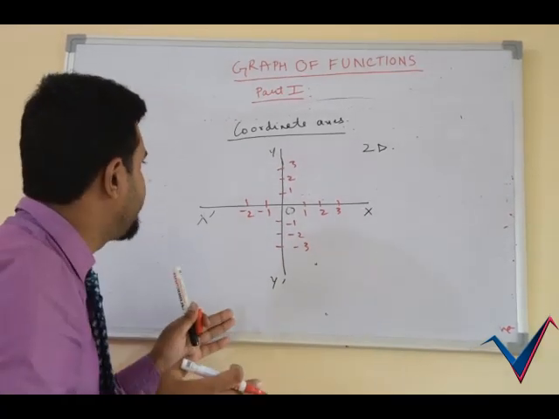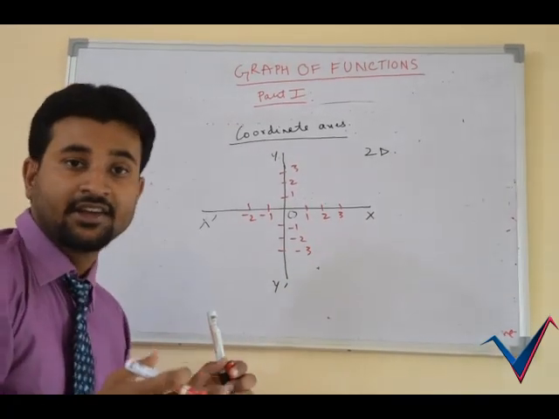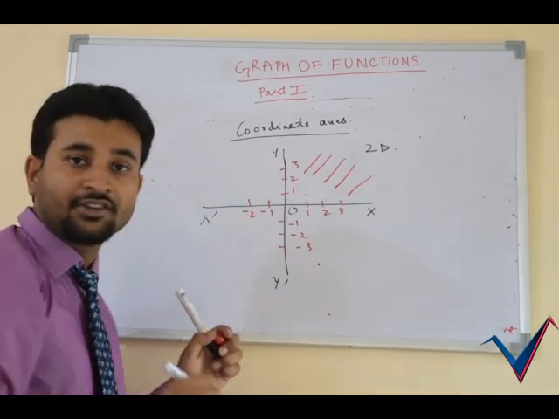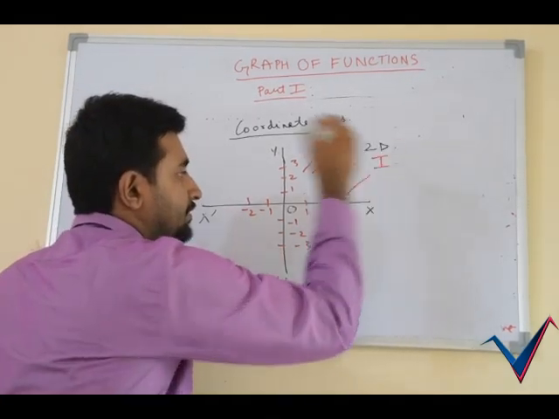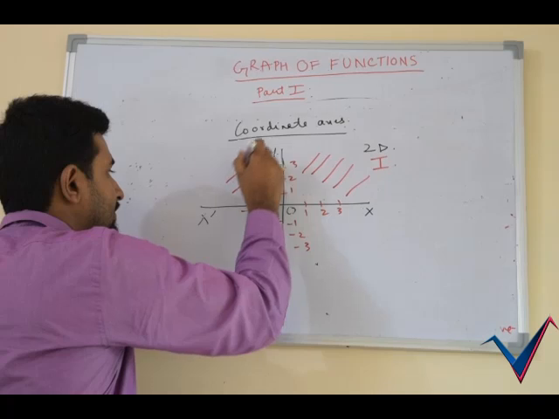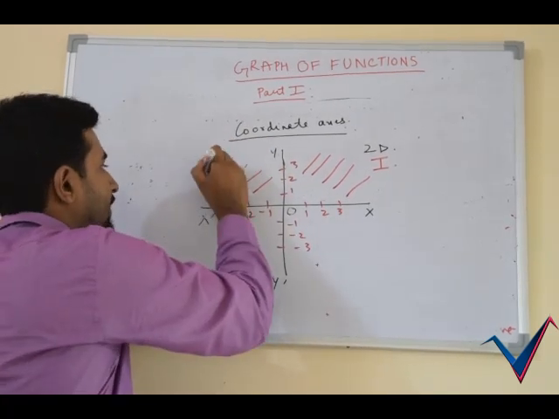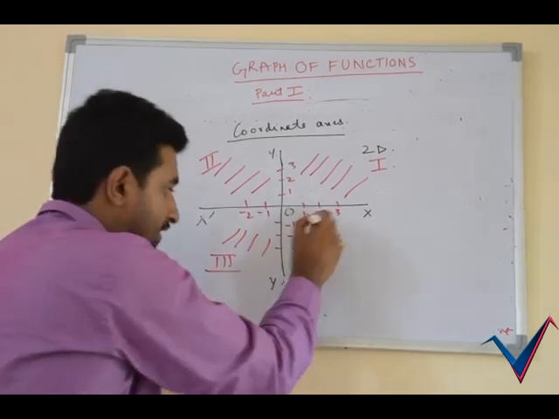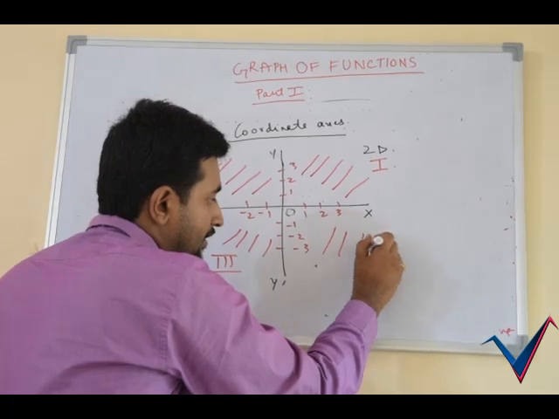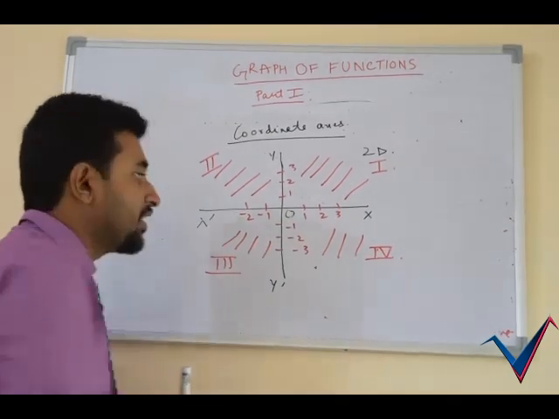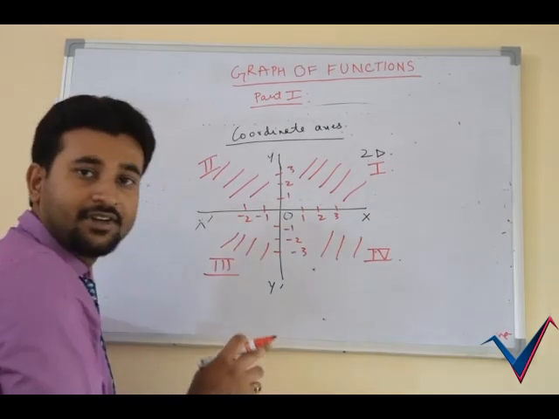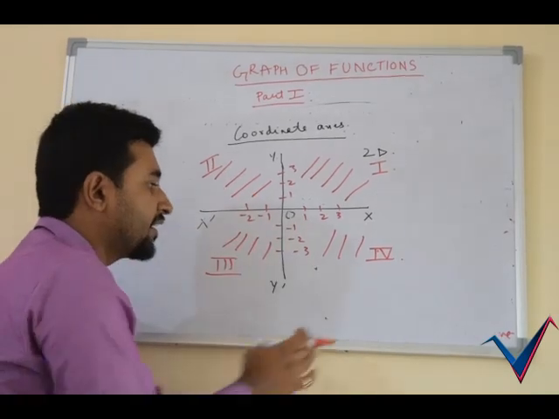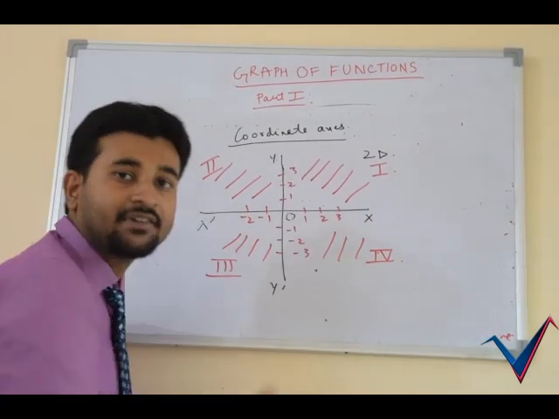And if you see more about the coordinate axis, this region is called the first quadrant. This region is called the second quadrant. This region is called the third quadrant, and this region is called the fourth quadrant. In the first quadrant both x and y are positive. In the second quadrant y is positive, x is negative. In the third quadrant both x and y are negative, and in the fourth quadrant x is positive, y is negative.